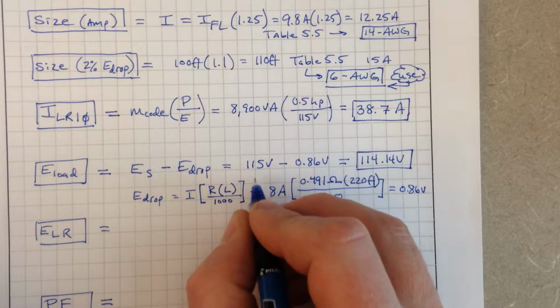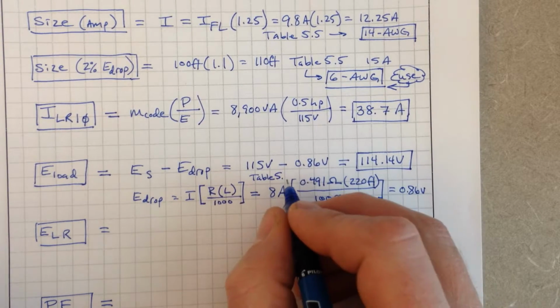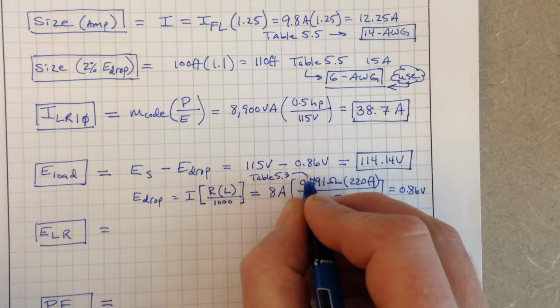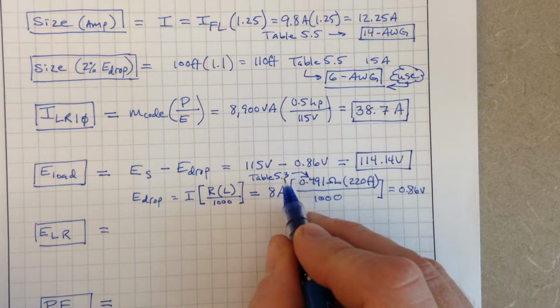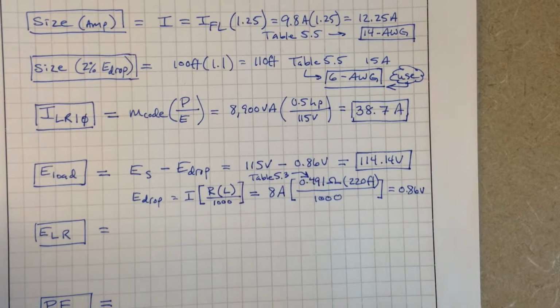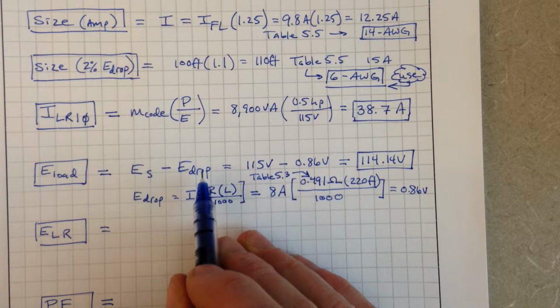So this number right here, table 5.3, was where I got that 0.491, chapter 5. So voltage at the load is the source voltage minus the voltage drop in the conductors.